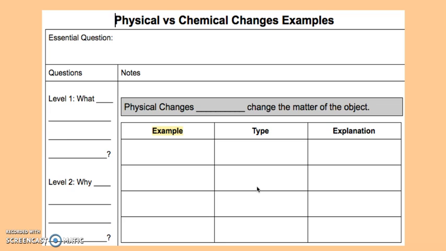I would also take out your physical changes notes from the other day where it says there were 3 types: shape change, state change, and solubility. That will also help you on your graded assignment.